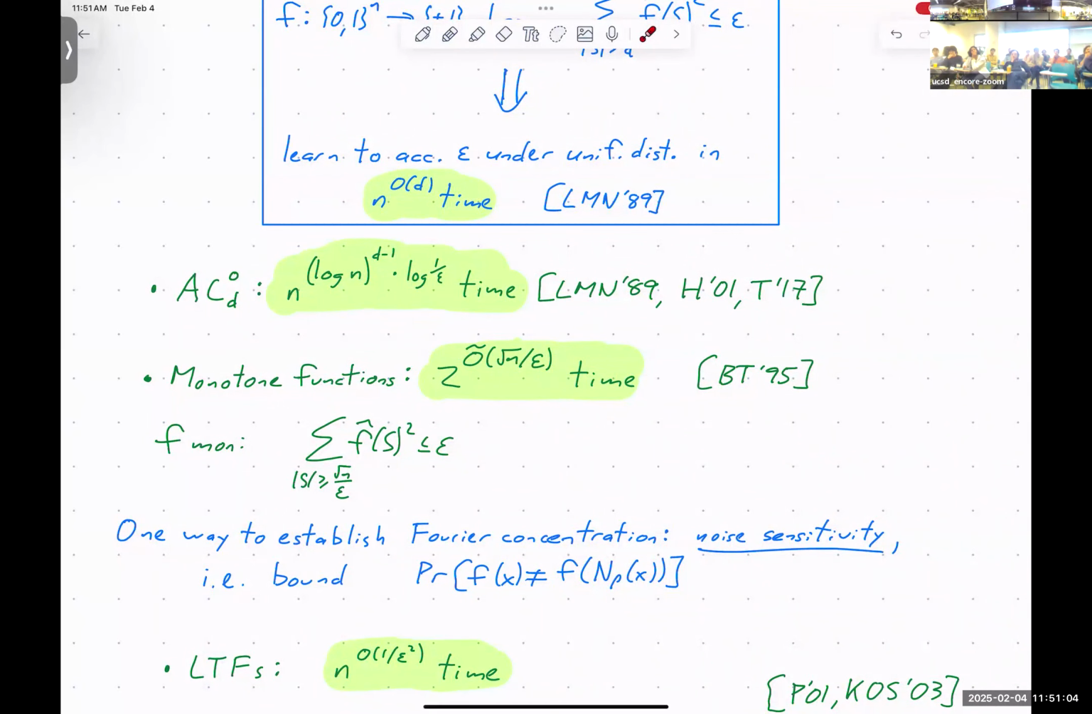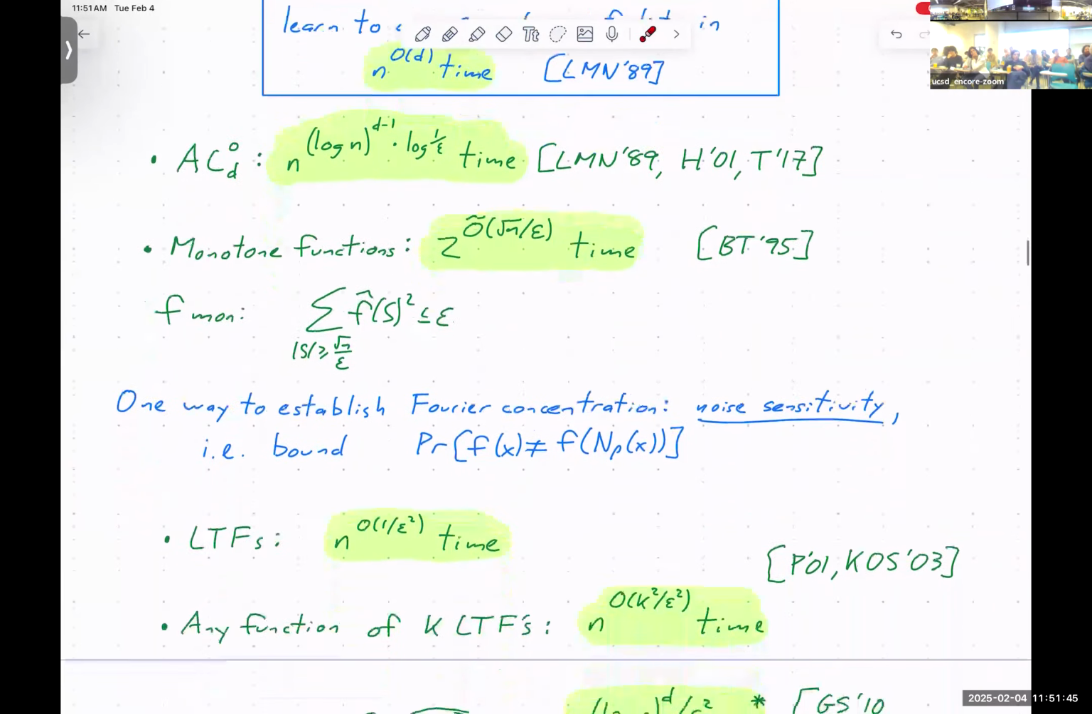So this is the worst way ever, I would say, to learn linear threshold functions. A nice argument of Peres from around 2001 or so shows that the noise sensitivity at noise rate rho of any linear threshold function is at most square root rho. It's this cute, clever argument. And if you work through the relationship between noise sensitivity and Fourier concentration, it gives you this really lousy algorithm for learning linear threshold functions, like n to the 1 over epsilon squared time to learn to accuracy epsilon just under the uniform distribution. So you're like, oh my God, why would you want to do that? I could have learned in poly-n time under any distribution.